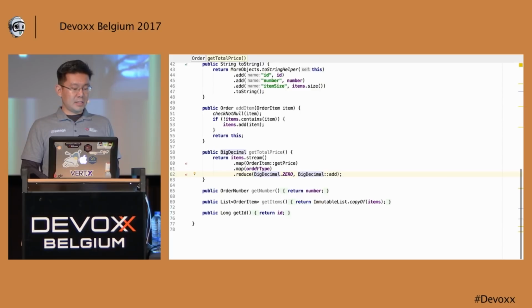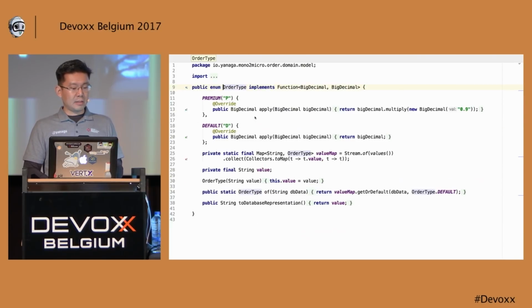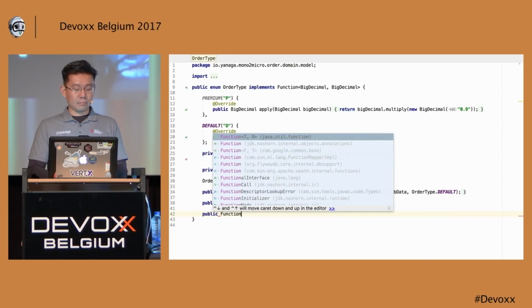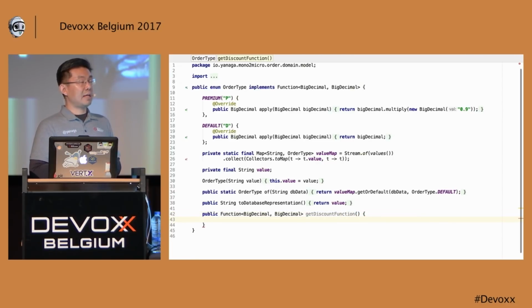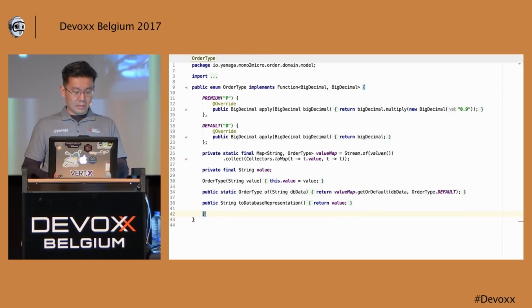Inside here, maybe it's not a good idea for my order type to be implementing the function directly. Maybe I could just create another map with another set of functions. Then I could create a public function, big decimal, get discount function. Then I think it's a nicer way for you to be implementing this kind of polymorphic behavior if you have more than one function to be applied on the same type. Okay. So these are some of the alternatives that you can apply.